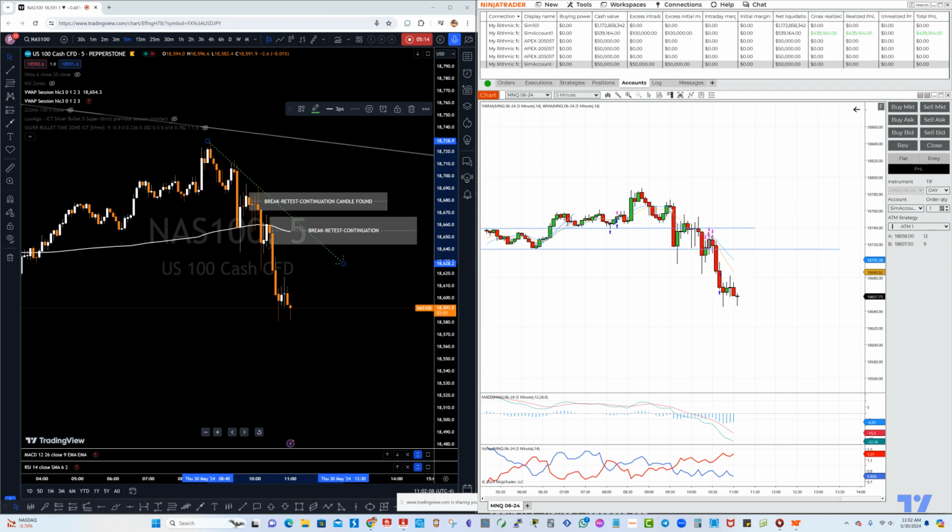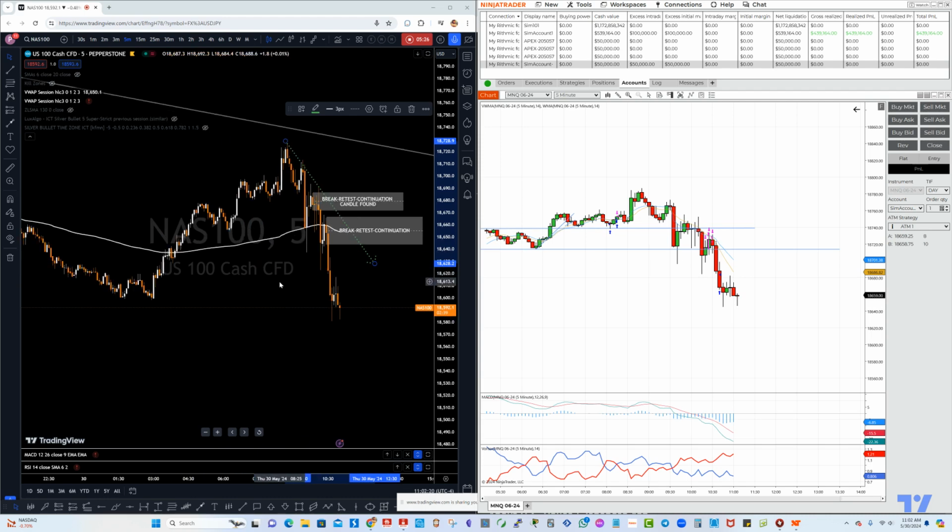And this is the first setup right here. The second setup should be the second trade. This should be the third, and this should be the fourth trade for the day, which really shows what one can trade.